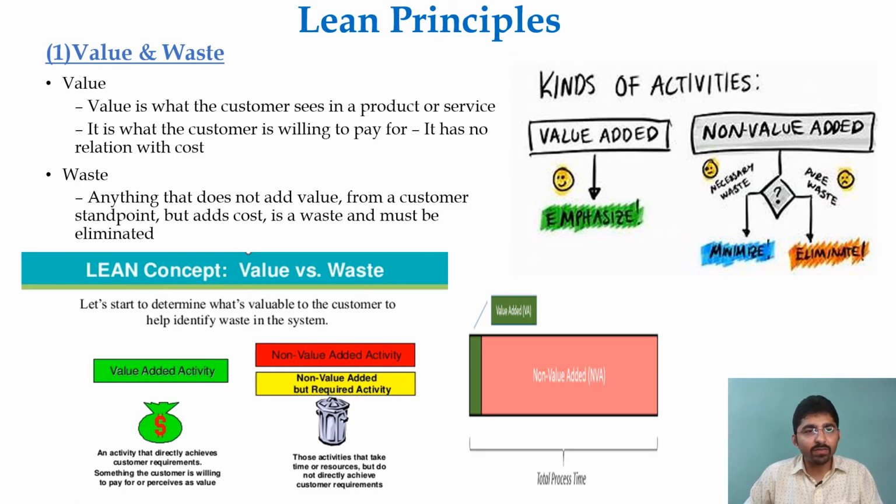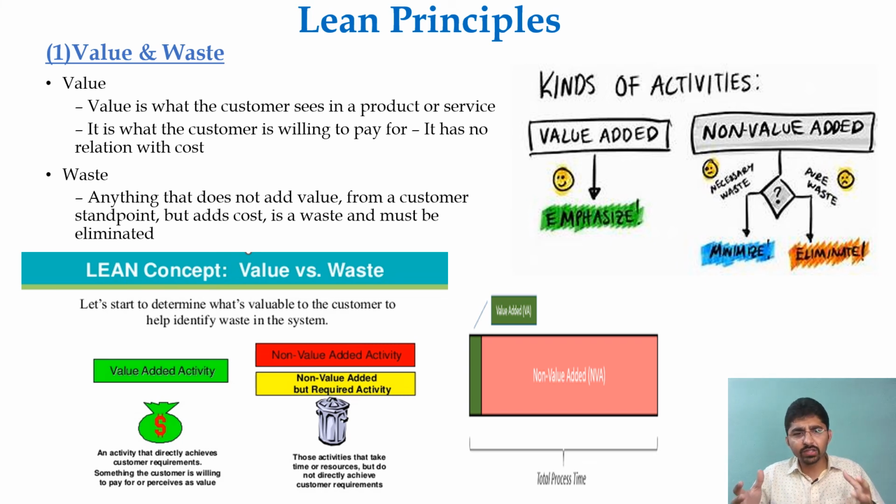Now we will discuss in detail what value and waste are. In any organization, there are two kinds of activity involved. The first is value added activity. The second is non-value added activity. For value added activity, we need to put more emphasis because that is of interest to the customer. The non-value added activity can be clubbed into two parts. The first is necessary waste. The second is pure waste. The pure waste we need to eliminate, and the necessary waste we need to minimize.